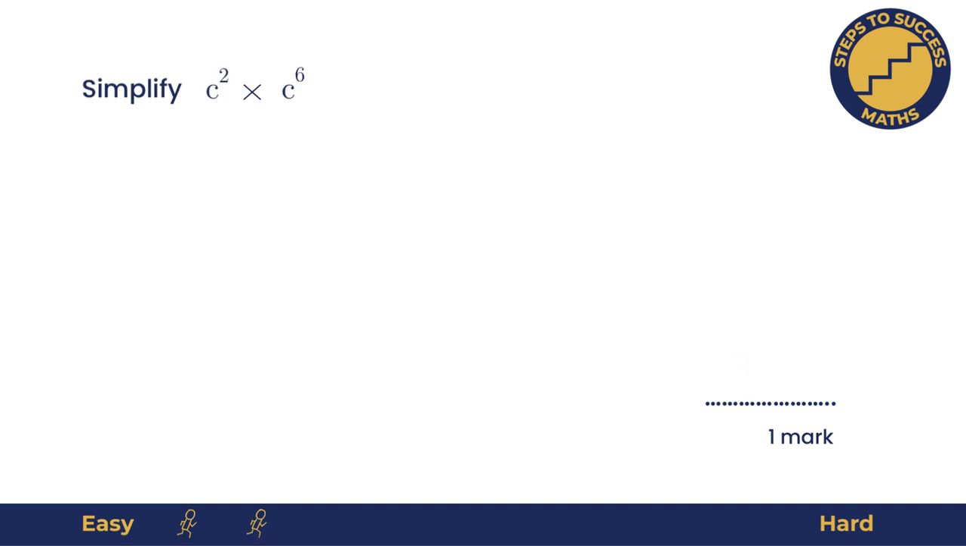C squared times c to the 6. Now if I was going to write this out, I'd write it out as c times c, and then I'd have c times by itself 6 times. So I know I can just add the two powers together when they're multiplying like this. So I've got c to the power of 8.